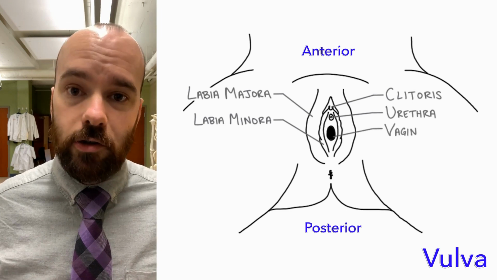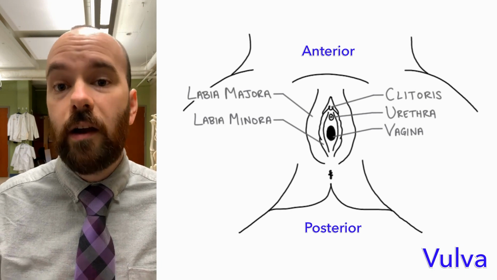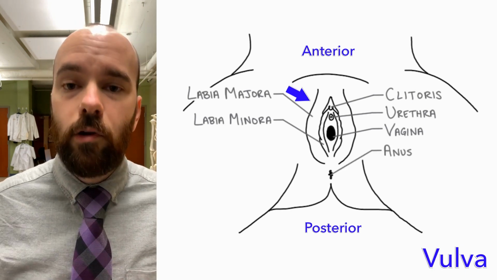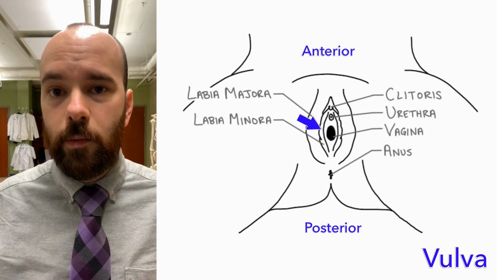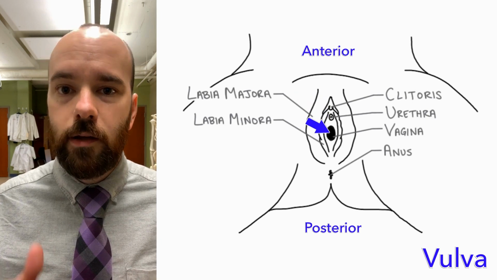On either side of the vaginal opening are going to be those Bartholin's glands or the greater vestibular glands. And finally, posterior to all of that is the anus. So again, this whole area is called the vulva. We have the labia majora, the labia minora. We have the clitoris, the urethra, the vaginal opening, and the anus.